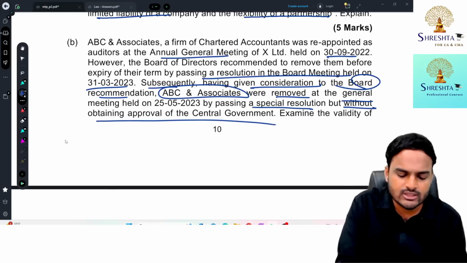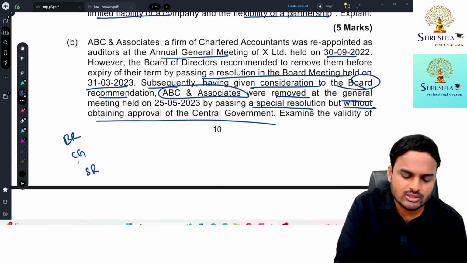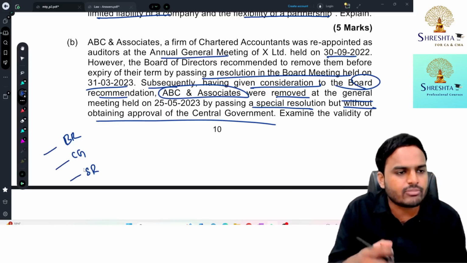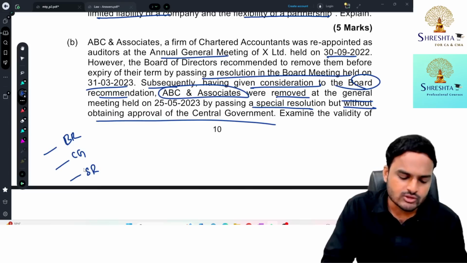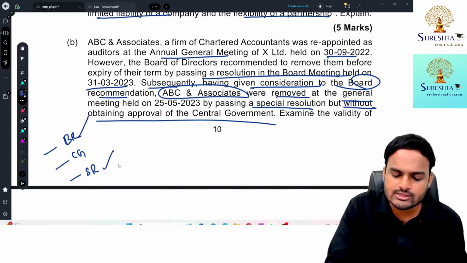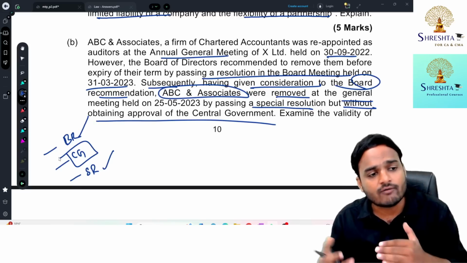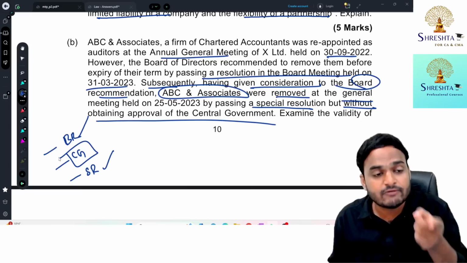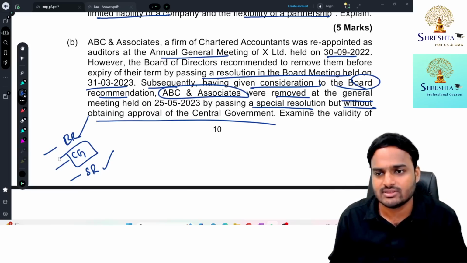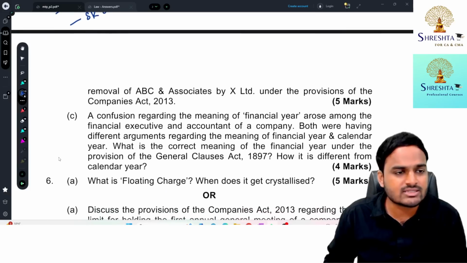What is the procedure? First, board resolution, next approval from CG, last step special resolution from members. Understood? So this is the procedure company has to follow for removing the auditor before expiry of the term. So board resolution is there, special resolution is there, but in between CG approval is not there. Sir, can I get central government approval after members approval? No. You have to get approval of central government before getting approval from members. So this removal is not at all a valid removal. And this is a past examination question.